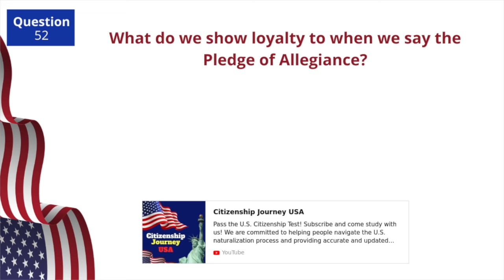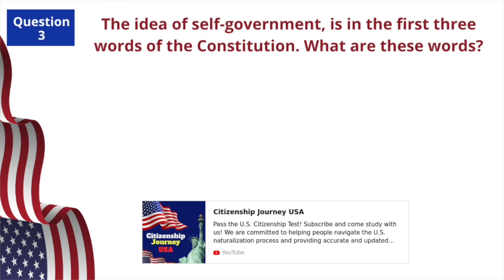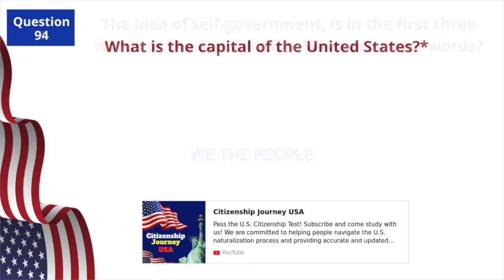What do we show loyalty to when we say the Pledge of Allegiance? The United States. The idea of self-government is in the first three words of the Constitution. What are these words? We the people. What is the capital of the United States? Washington, D.C.